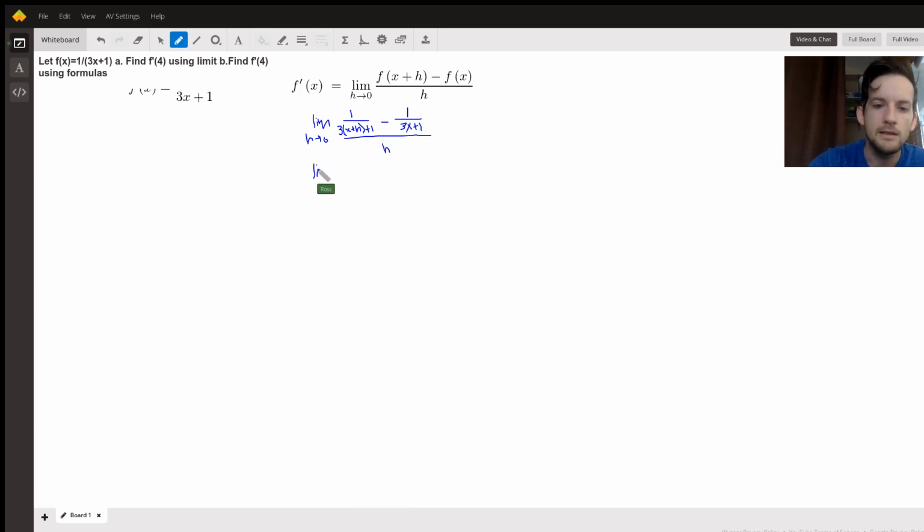So I'm going to rewrite this limit of h approaches 0. I'm going to distribute down here, so this will become 1 over 3x plus 3h plus 1. And you don't have to take that step, but it just makes it a little easier to look at later on, I think. And then 1 over 3x plus 1 doesn't change. And then don't forget your h, everything's over h.